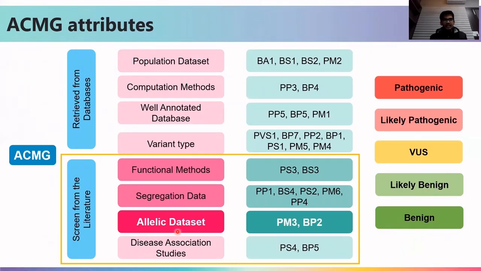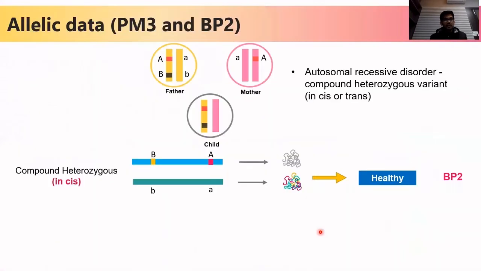Next is the allelic data set, and there are 2 ACMG attributes for it, that is PM3 and BP2. Basically, this allelic data set depends on the compound heterozygous genotype, so that depends on an autosomal recessive disorder.